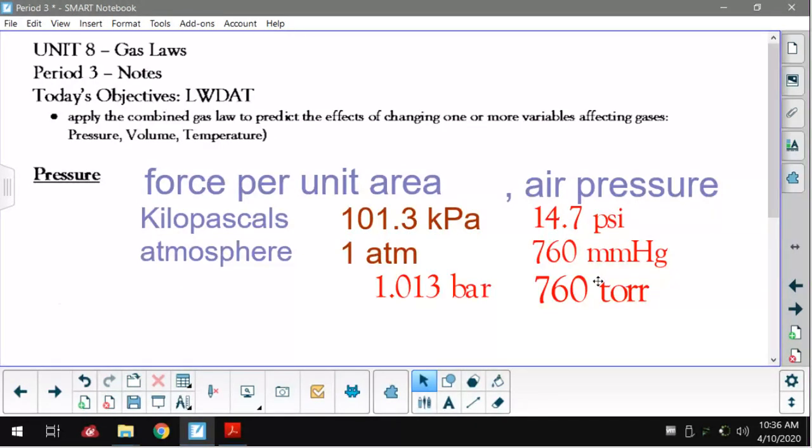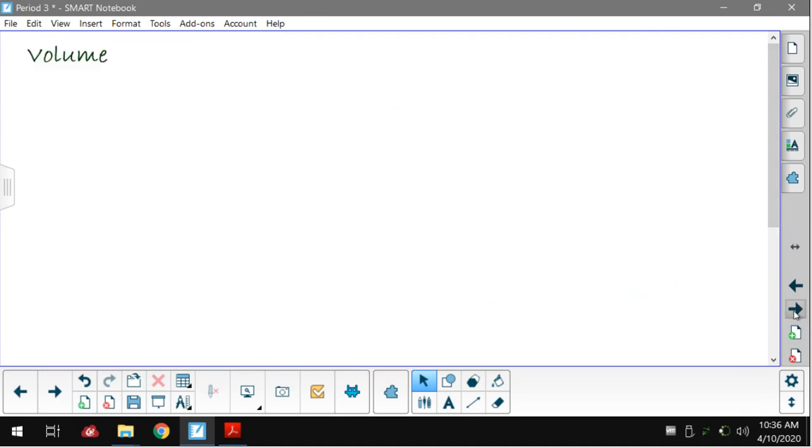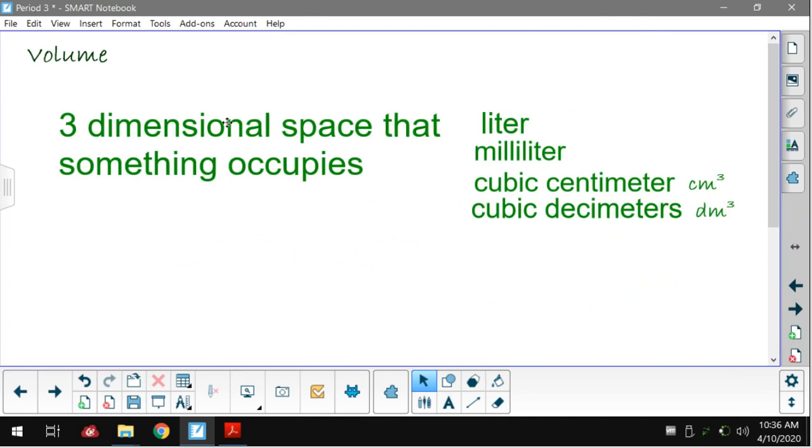Earth Science, I think, uses isobars. So they talk about isobars meaning air pressure. That's what they're talking about here, isobar. So that's pressure. The next unit is volume. And as you know, volume is the three-dimensional space that something occupies.